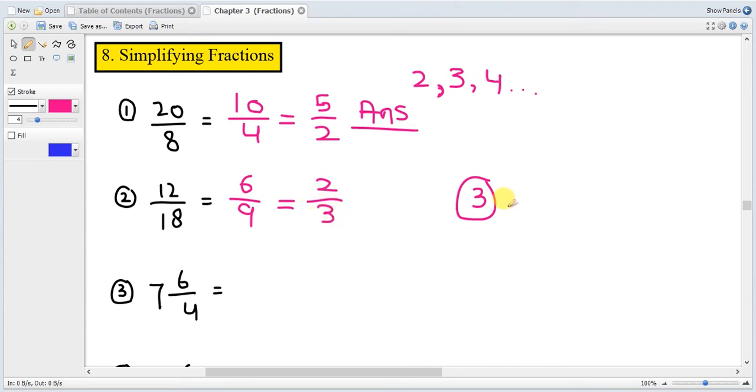So this is just for the beginners. If you already know the concept, you can solve it directly. So this cannot be further simplified. So we name it as our final answer.